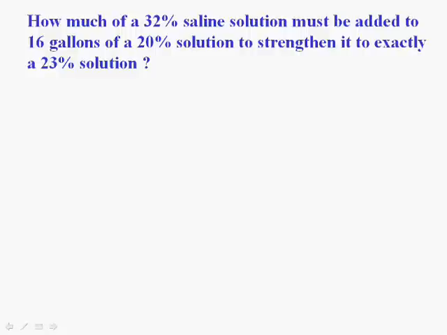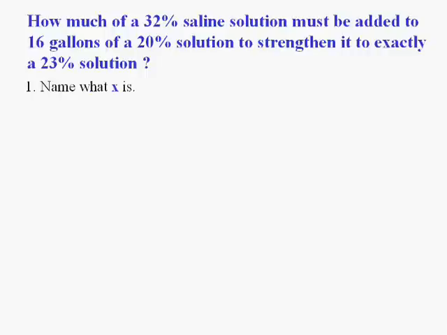Before we allow you to start mixing something that's perhaps medicinal to people or poisonous to weeds, let's mix something that's harmless. Let's mix a salt or saline solution. Our question here is, how much of a 32% strength saline solution must be added to 16 gallons of a 20% strength solution to strengthen it to exactly a 23% solution? Apparently that's going to be the magic number that we need for this mixture.